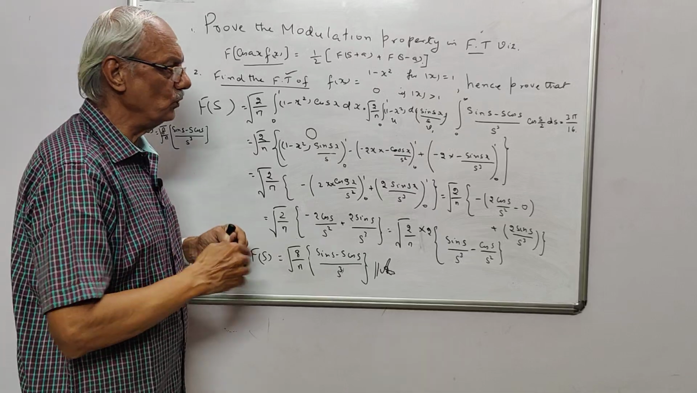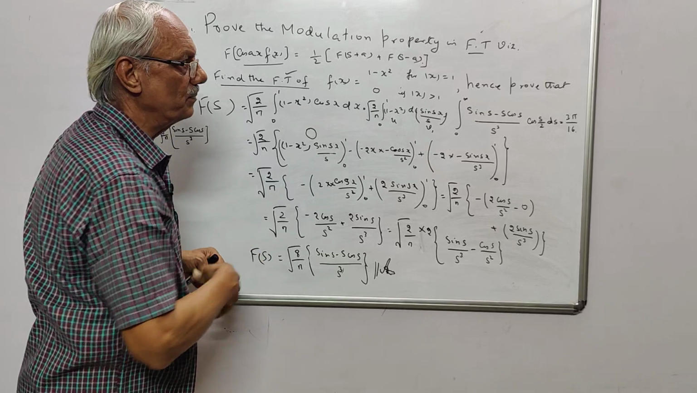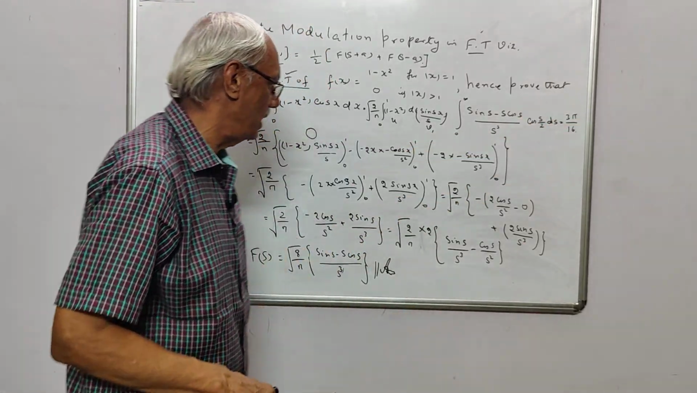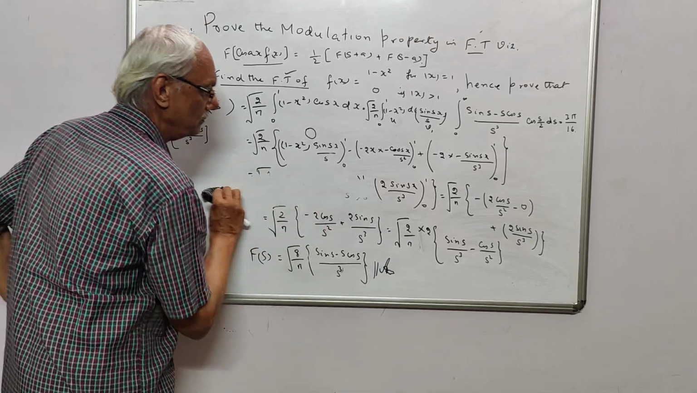Now let me prove the second part. What is that second part you have got here? It is 3 pi by 16. So this is what I am going to do. Okay. Now let me start doing this.